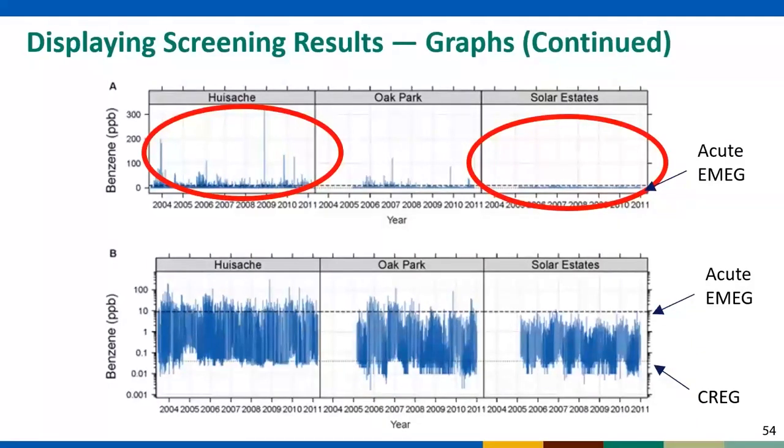Well, from the top figure, which is the linear scale, this red highlighted oval on the top left shows that the Weisach Auto GC station had the highest levels of benzene, and it also exceeded the acute EMEG quite a bit of the time. Note that in the top right figure at Solar Estates, which is on the opposite end of Refinery Row, there are more exceedances, but still not quite as much as Weisach in terms of our acute EMEG. The bottom figure, which is in log 10 scale, shows that all 3 monitors regularly exceeded their CREGs.